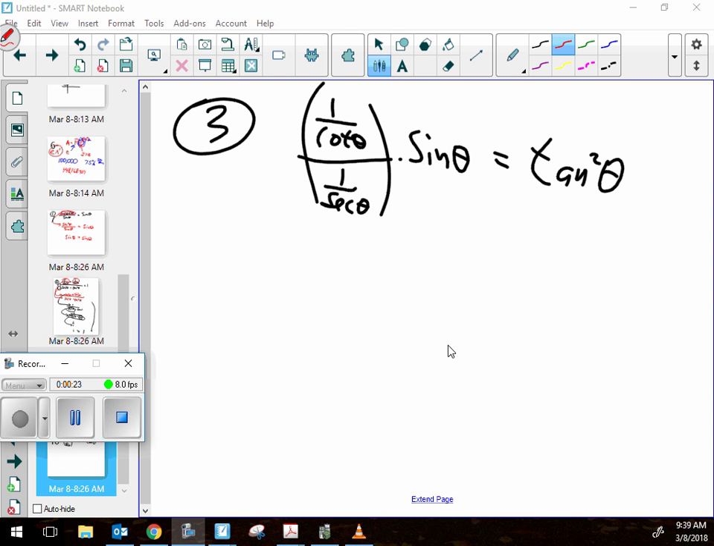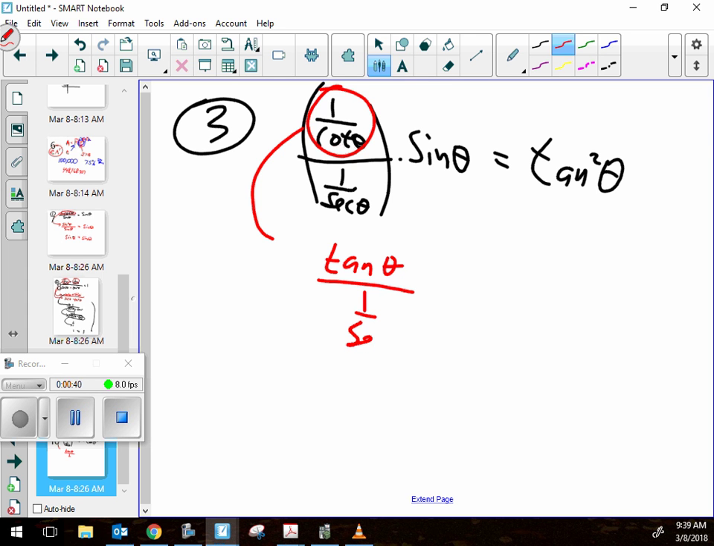Okay. Could you replace that with something? Yes. So it was kind of like begging to just be replaced with its reciprocal, right? Which would be tangent. So then that's tangent theta over 1 over secant theta times sine theta. Did I just make one change? Yep. So that's good. Don't try to do two things at once.